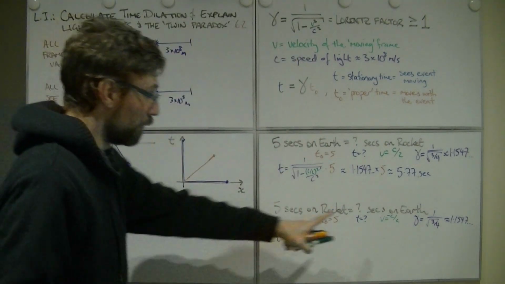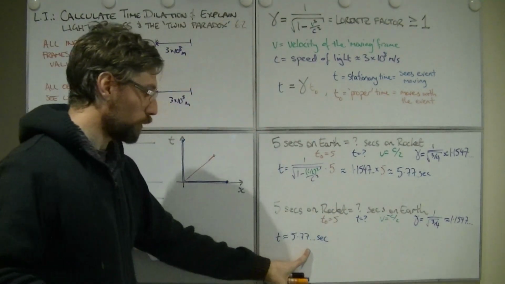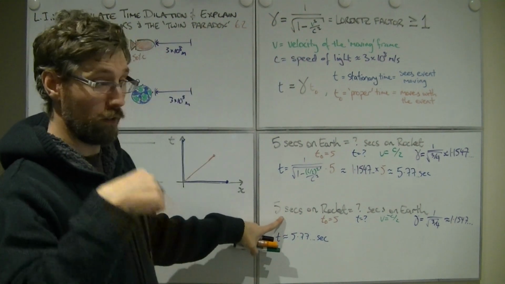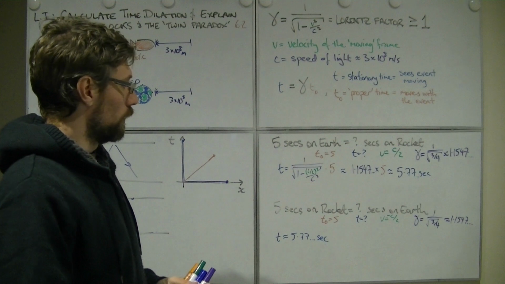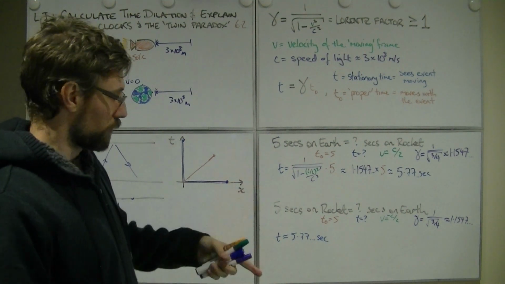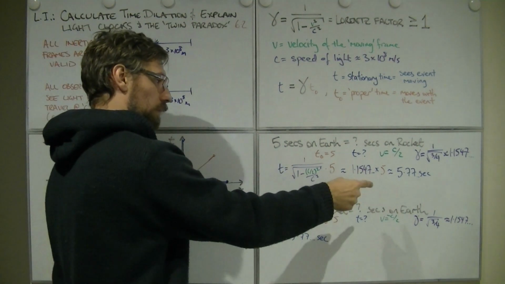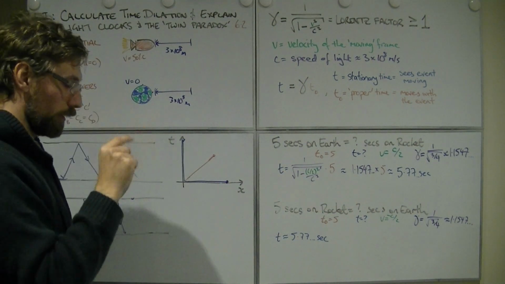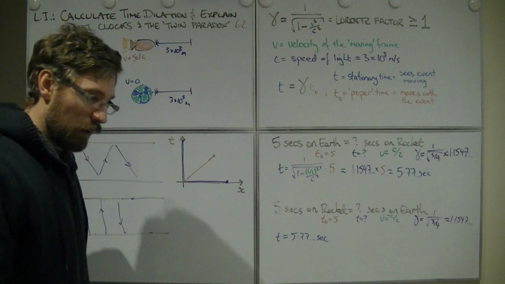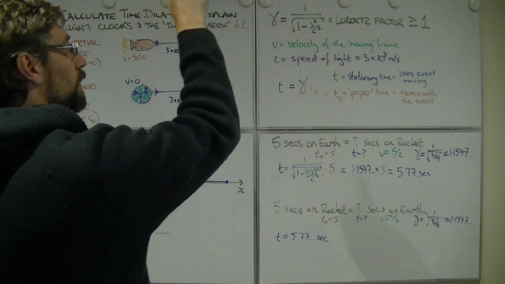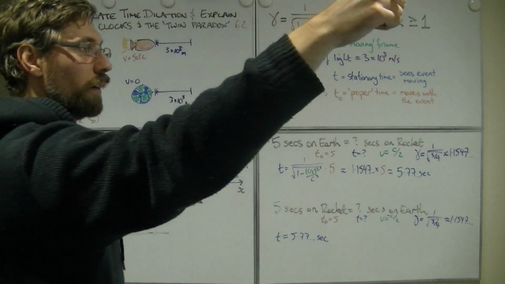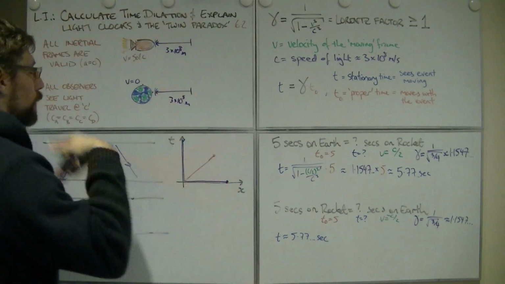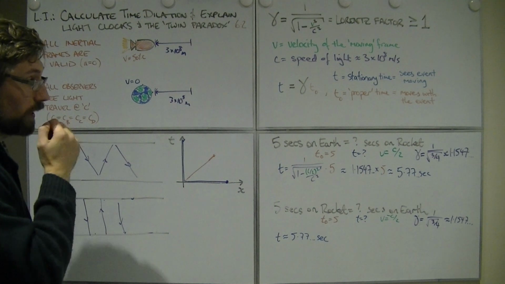That's saying if you're on Earth, it will take 5.77 seconds for you to see the clock on the rocket tick over 5 seconds. Well, hang on. That seems contradictory. It took 5.77 seconds for the rocket to see 5 seconds tick on Earth, but when you're on Earth, it takes 5.77 seconds to see the rocket tick 5 seconds. How can those both be true? Well, this is the twin paradox in a nutshell.